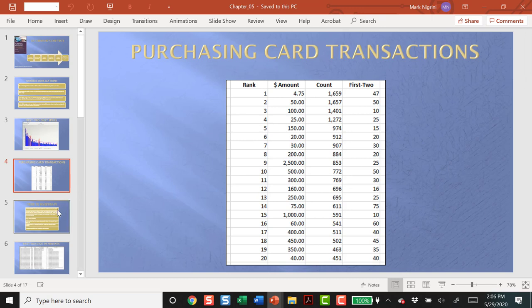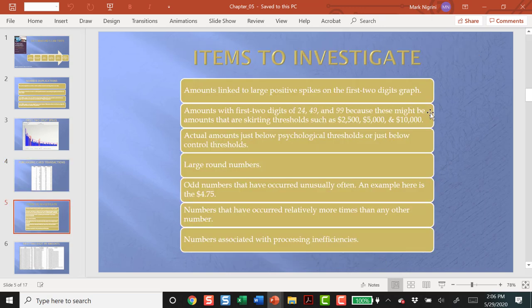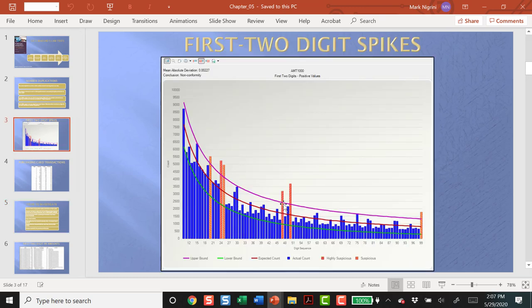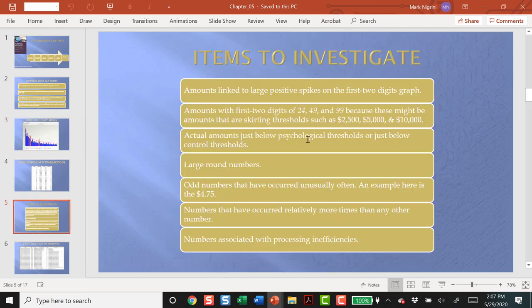So, which items to investigate? I have a number of suggestions here, and basically you need to have a look at this list and adapt it to whatever data set you're looking at. But this is the sort of main criteria: the amounts that are linked to the large positive spikes on the first two-digit graph. Which numbers cause these? And let me have a look a little closer at them.